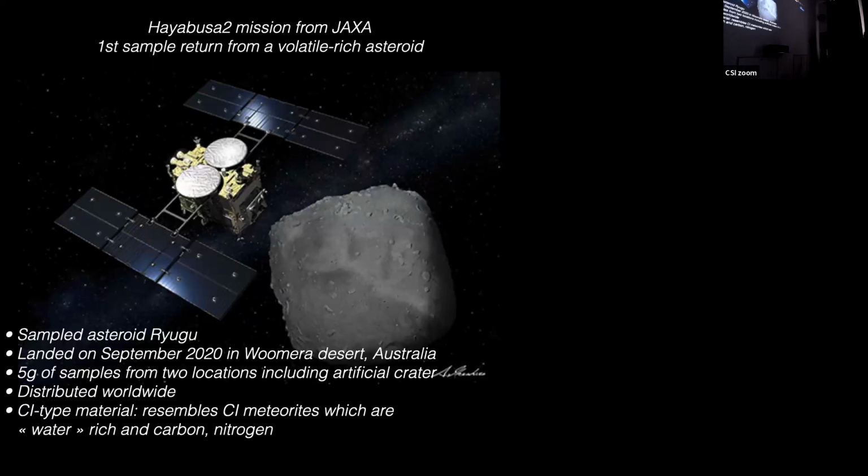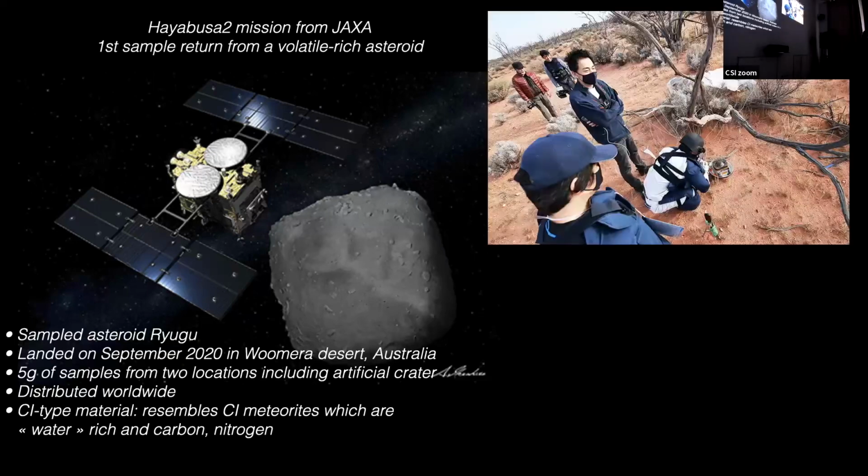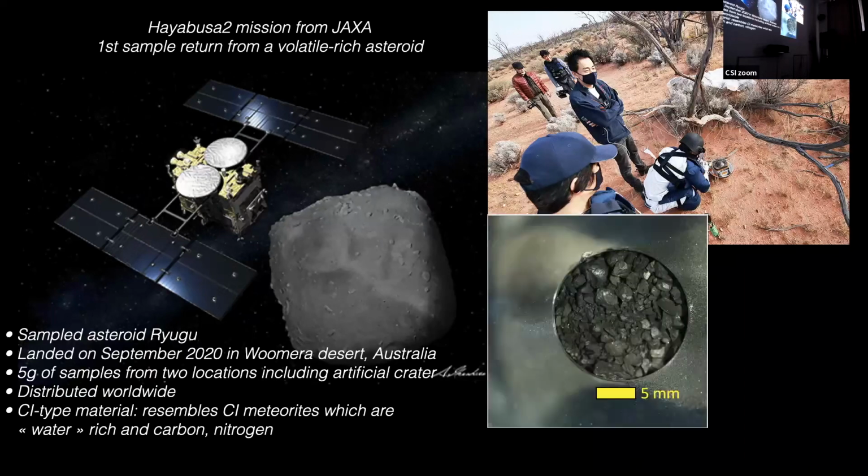And one of these is the Hayabusa mission from JAXA, which was the first sample return from a volatile-rich asteroid. It's from the Japanese agency, JAXA. And it landed on Earth 2 years ago in the Woomera Desert in Australia. 5 grams of sample were recovered, which are here. It's a kind of black material that is rich in organics and silicate, magnesium-rich silicate. And since then, these samples are distributed worldwide.